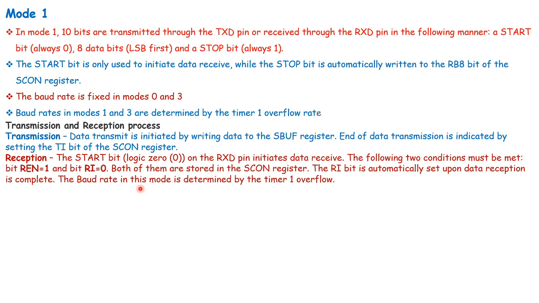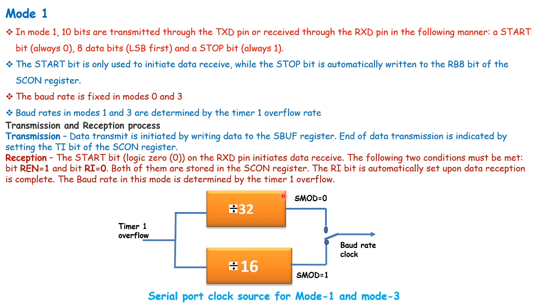The baud rate in this mode is determined by the timer 1 overflow. So this is the baud rate clock source in mode 1 and mode 3, and this is the timer 1 overflow. When it is divided by 32, SMOD will be 0, and when it is divided by 16, SMOD is equal to 1, and that decides the baud rate. So the baud rate will be variable in mode 1.